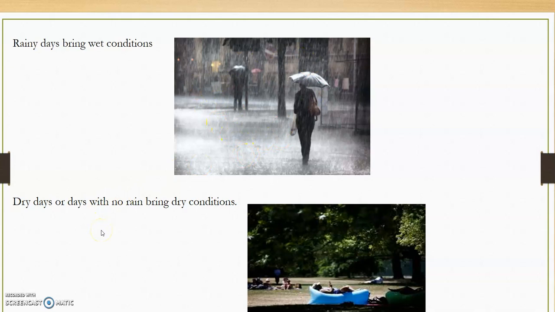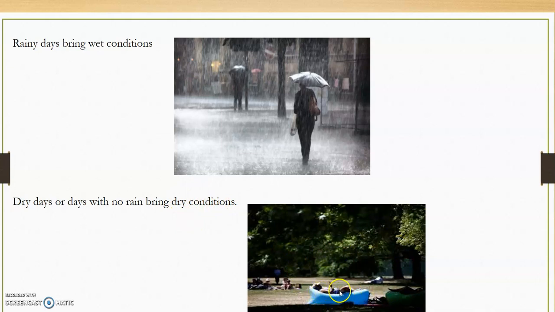And then we have some days where there's no rain, and we call those dry days. And during dry days, no rain comes. So dry conditions are experienced. And if you have a dry condition, you can actually go to the park, you can bask.